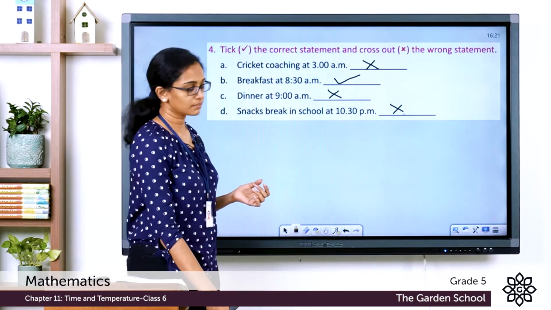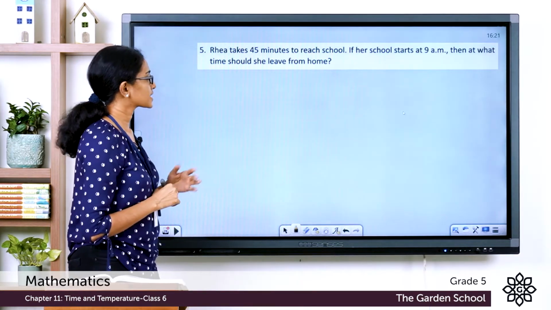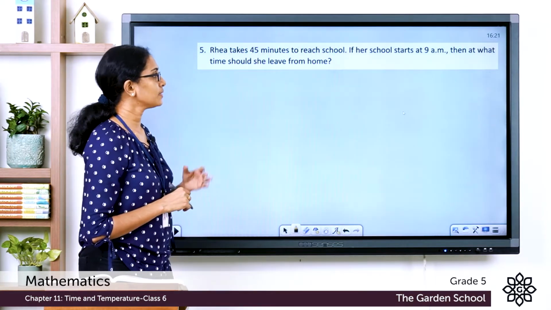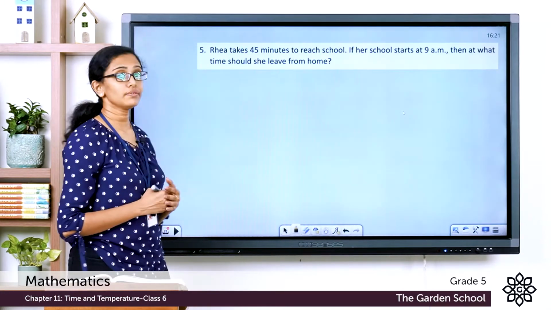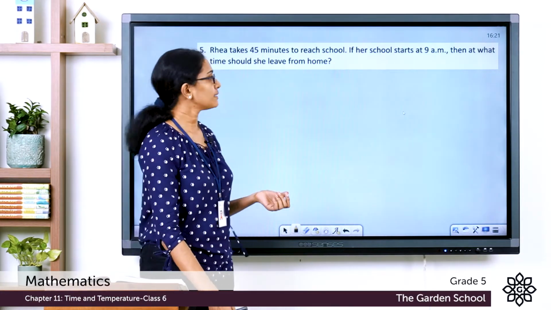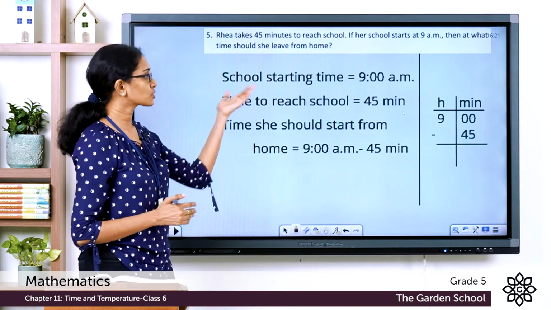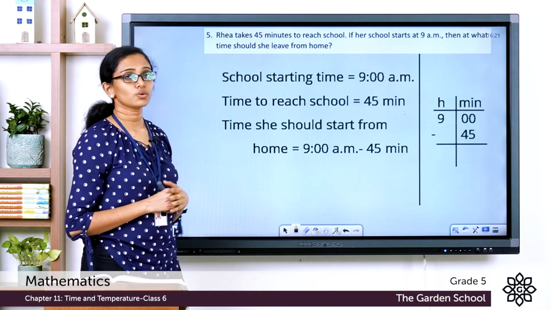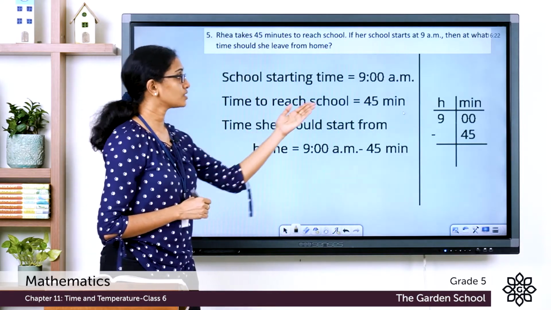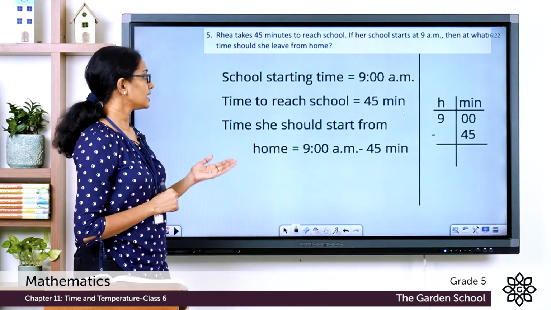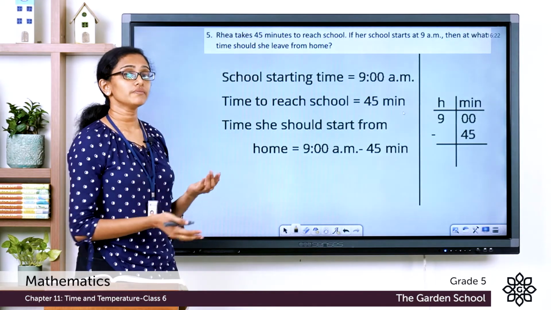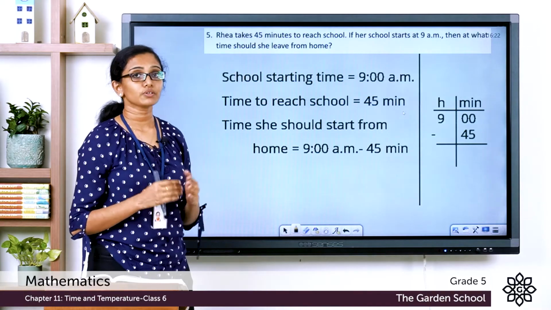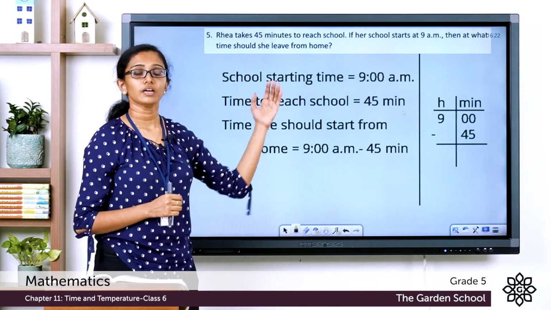Now let's move on to question number 5. Riya takes 45 minutes to reach school. If her school starts at 9 a.m., then at what time should she leave from home? So let's see the steps. See, we are given the time in which the school starts. The school starts at 9 a.m. and the time Riya takes to reach school is equal to 45 minutes. And the time she should start from home will be 45 minutes before 9 a.m. So what do you have to do? You'll have to subtract 45 minutes from 9 a.m.